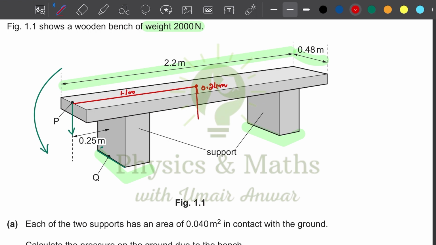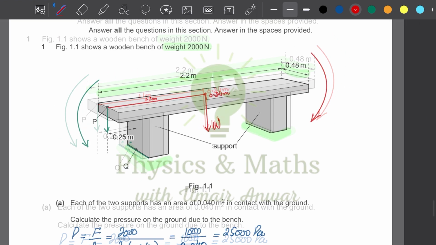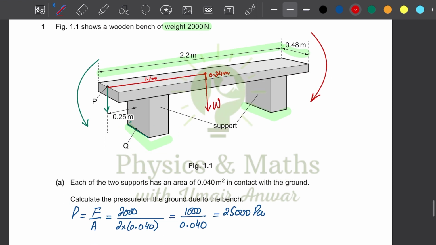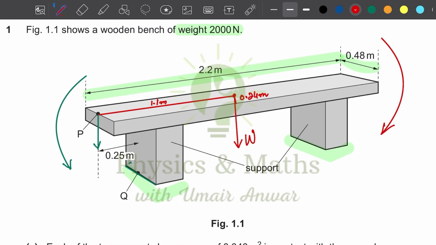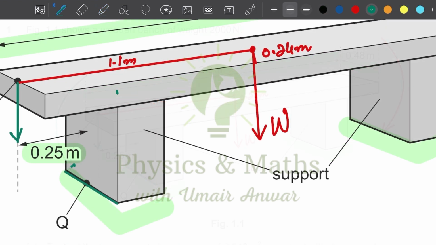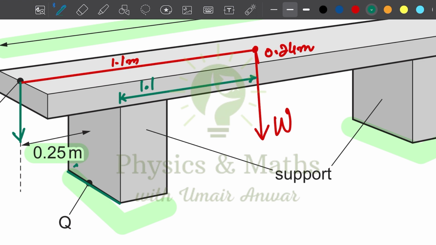Similarly, at the center of mass of the bench, the weight of the bench would act downward. So we would experience a clockwise moment because of this force. The bench has to remain in equilibrium, so both these moments are going to be equal. From the point of rotation, the distance of force P is 0.25 meters. The distance from this point to the line of action of the weight of the bench could be calculated when we subtract 0.25 from 1.1. So it would give us 0.85 meters.